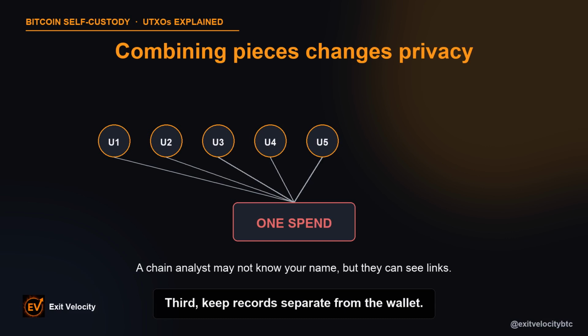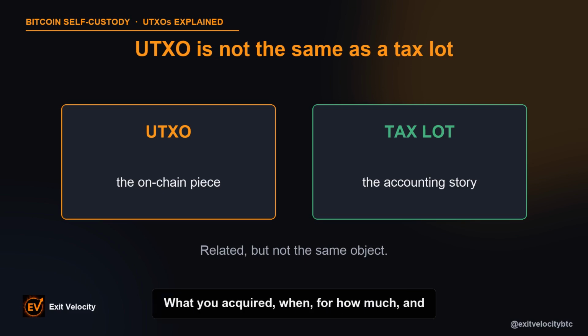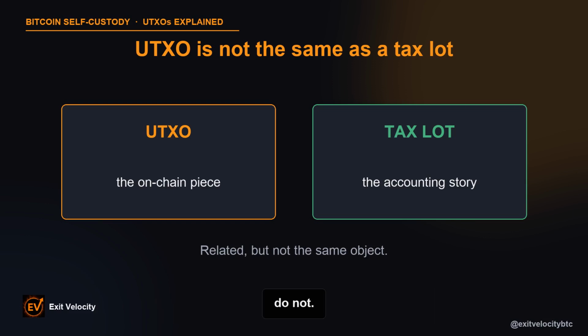Third, keep records separate from the wallet. This is where people confuse two different things. A UTXO is not the same thing as a tax lot. A UTXO is an on-chain piece of Bitcoin. A tax lot is a record-keeping concept: what you acquired, when, for how much, and what happened when you disposed of it. Sometimes the two line up cleanly, often they do not.